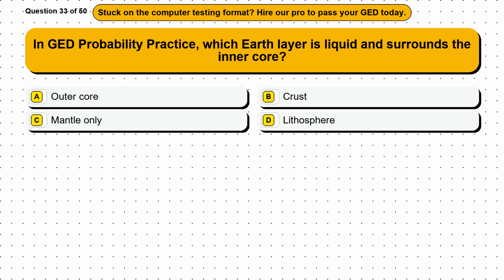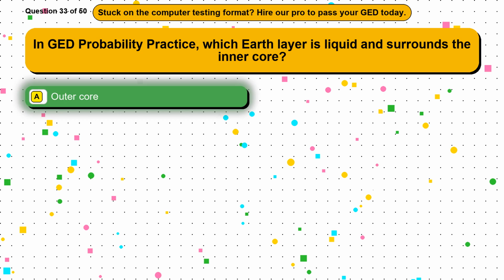Question 33. In GED probability practice, which earth layer is liquid and surrounds the inner core? Option A outer core. Option B crust. Option C mantle only. Option D lithosphere. The correct answer is option A, outer core.